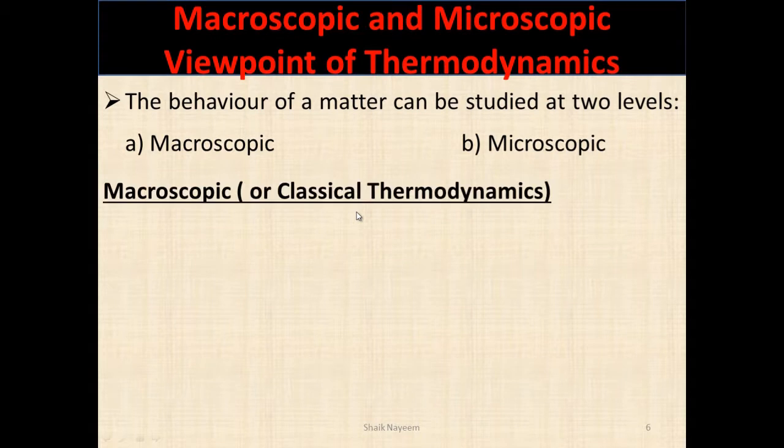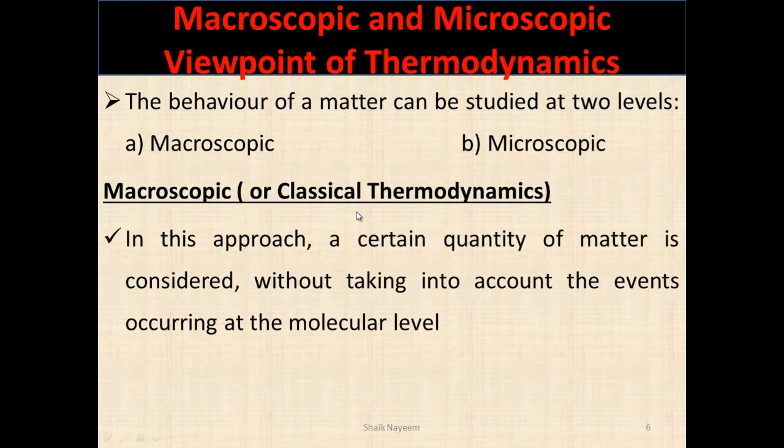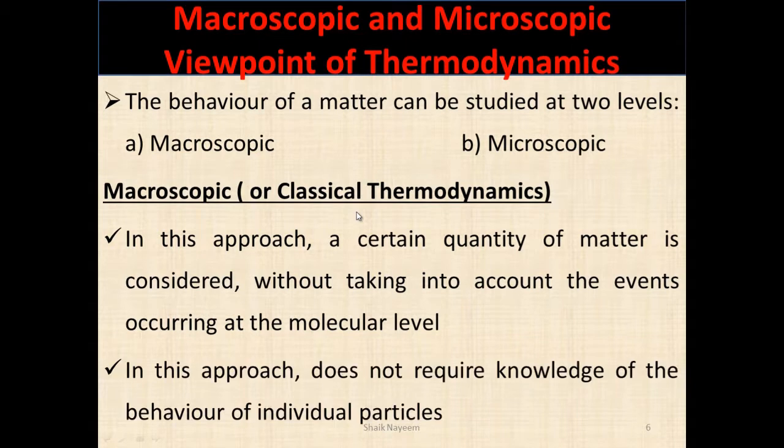When we study thermodynamics at the macroscopic level, we call it classical thermodynamics. Macroscopic level means some quantity of matter is considered without taking into account what is happening inside the matter or the system. That means it is not bothered about what is happening with the individual particles. We don't require any knowledge of what is happening inside the matter.